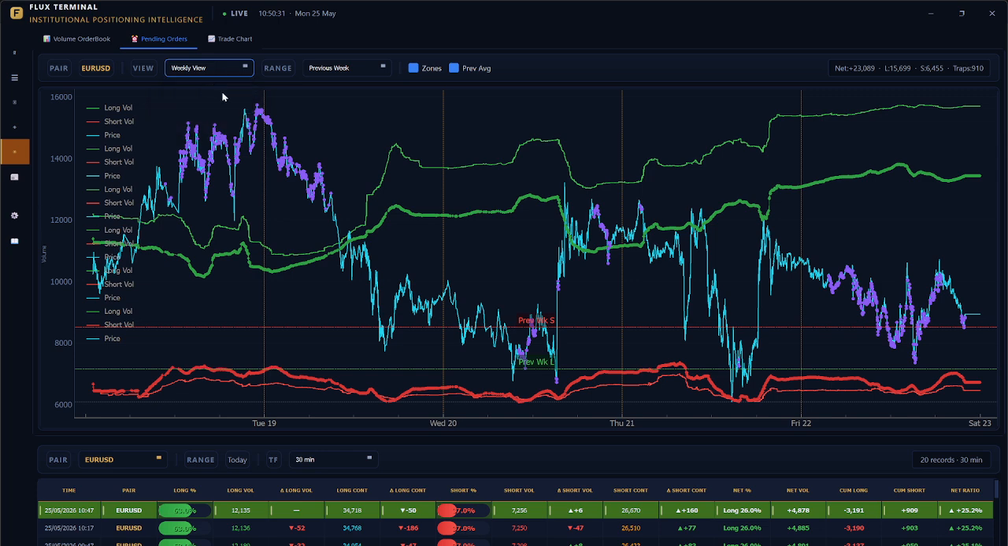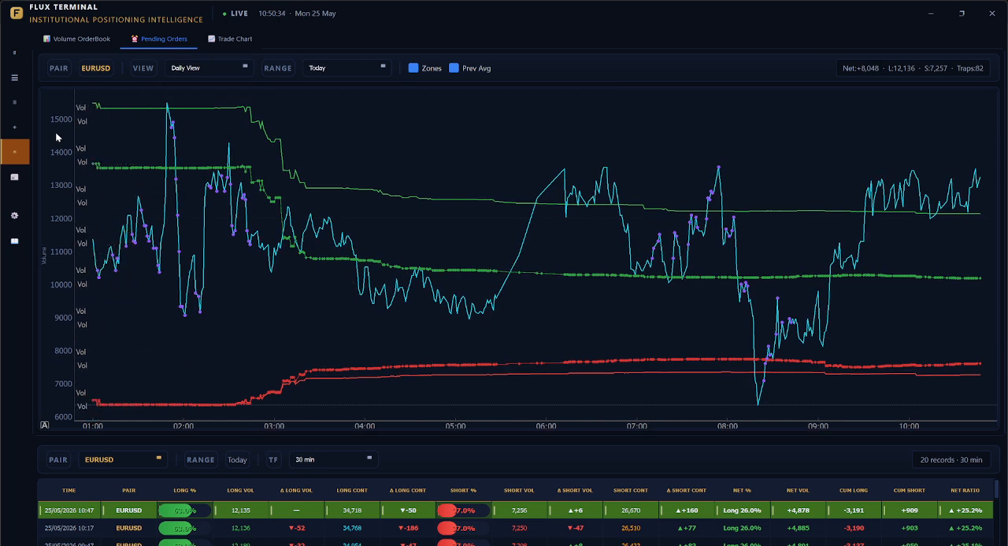If I look at the daily view, the pending order is made up of the price line, the blue line. This is the price line, and you have a diamond-shaped band. These two are the pending orders, where the long and short pending orders are opened. These are the levels where the short and long contracts opened in the market. And we have the long volume positions and short volume positions for the selected pair.